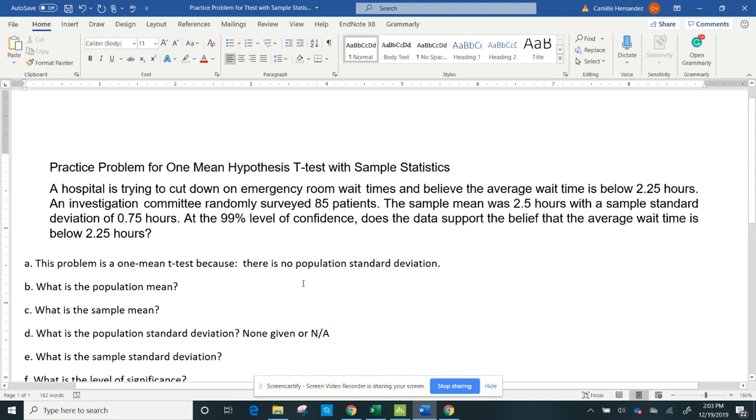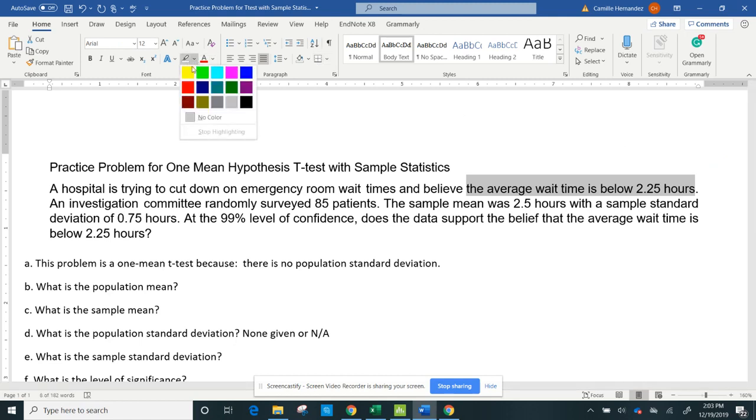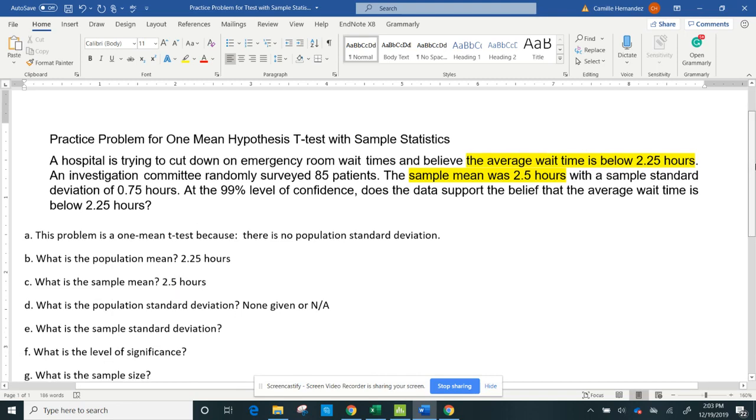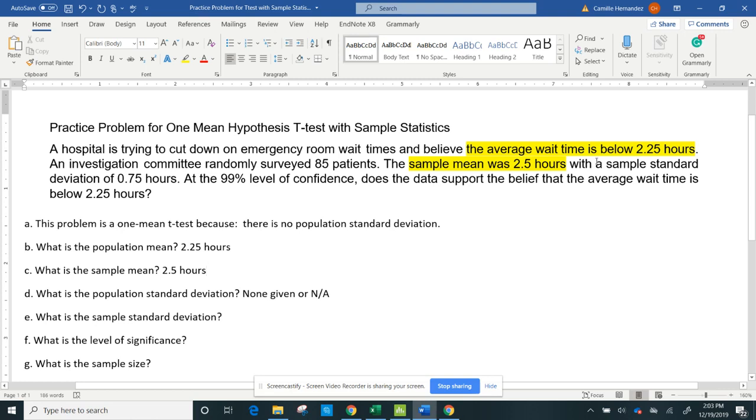Okay, population mean. Again, the population mean is the one that I'm testing in the hypothesis test. I'm going to put it as yellow. So this is going to be 2.25 hours. The sample mean is given. The sample mean is 2.5 hours. Again, I don't have a population standard deviation. Sample standard deviation is given with 0.75 hours. Okay, that was easy.